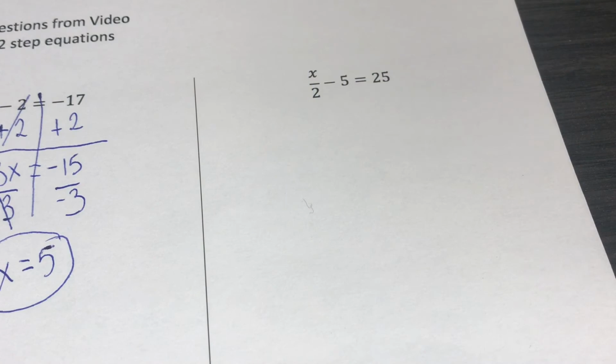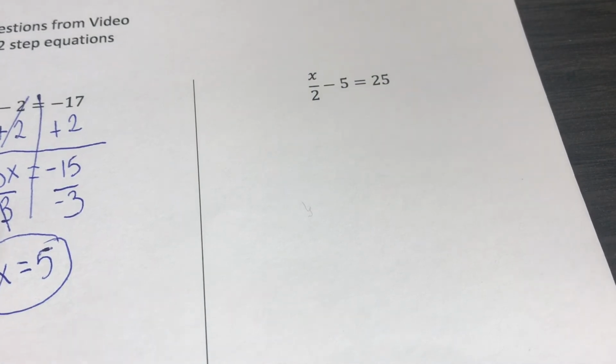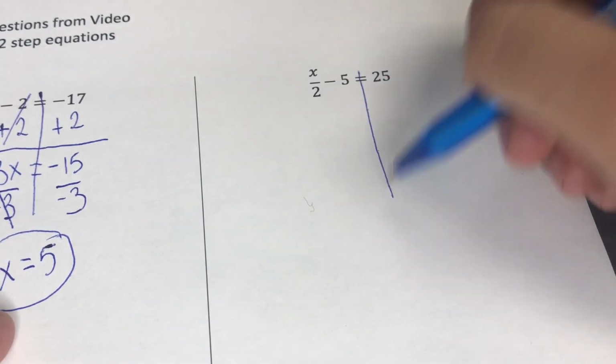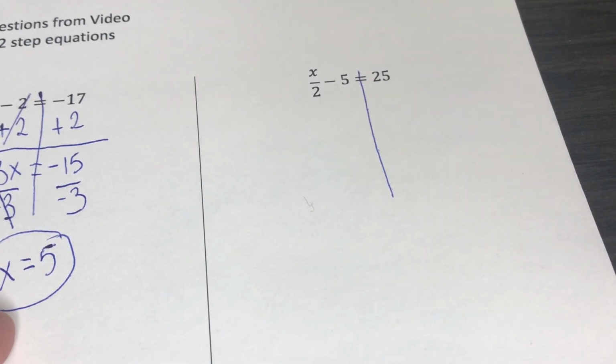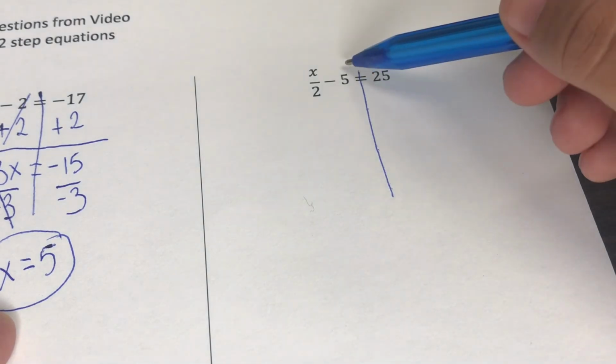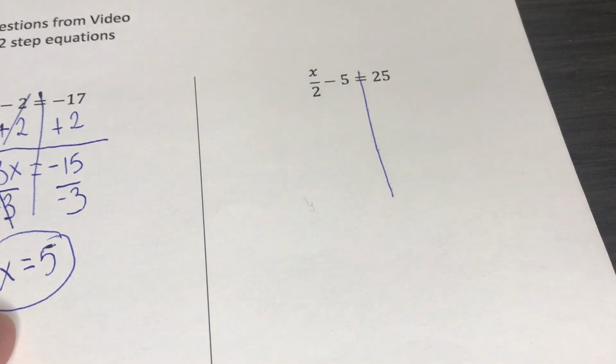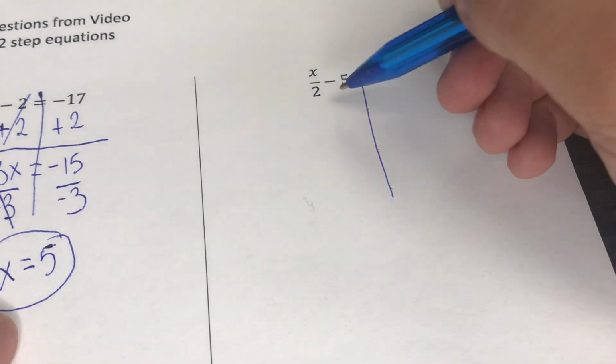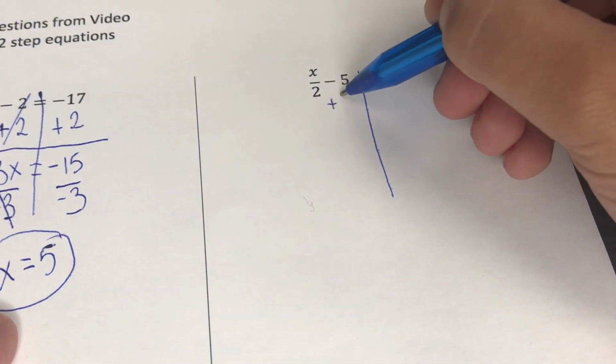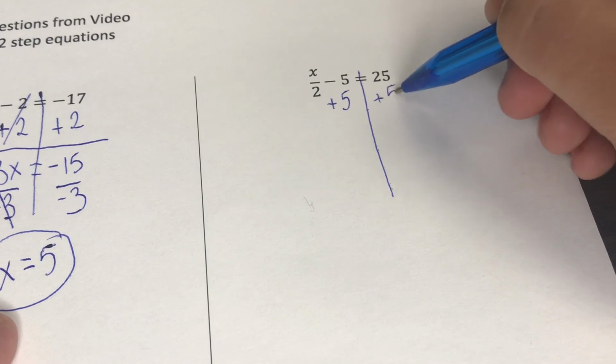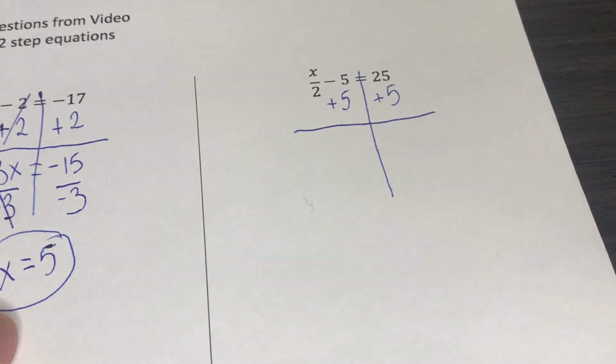For our last problem, we have x over 2 minus 5 equals 25. Again, first step, draw your line to separate the left-hand side versus the right-hand side of the equation. Next, we want to move the constant, which doesn't have a variable. In this case, it's negative 5. We're using the inverse operation of negative or minus, which is addition. So we're using the additive property of equality to add 5 to both sides of the equation.